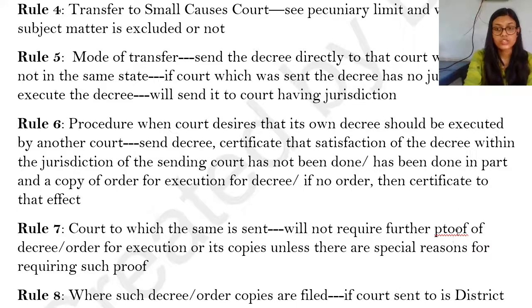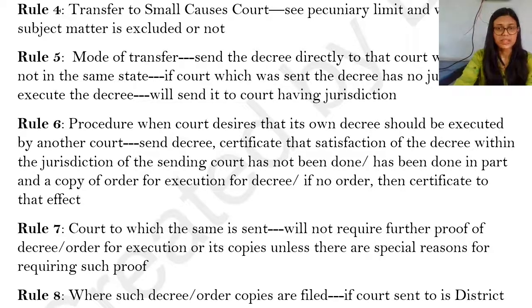Now the court to which the decree is sent will see that it will not ask you to prove that you have come for execution, etc., if I am already giving you the decree or the order for its execution or its copies, unless the court feels that there is something fishy, that there are special reasons to ask for further proof. Otherwise, firstly, it will not ask for any proof, but only in special circumstances it will require such proof.